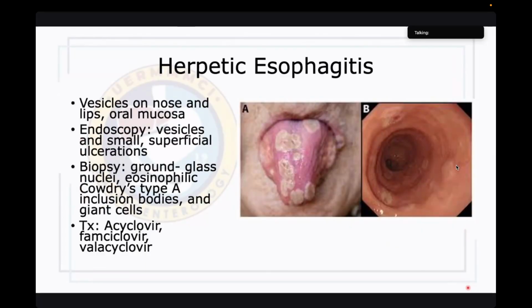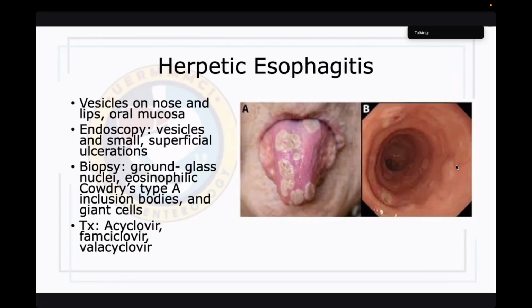This is the most common viral cause of infectious esophagitis, and most cases are due to HSV1. Again, you check for other body parts like the tongue and oral mucosa for lesions. So the lesions are vesicles. They are fluid-filled, and on endoscopy, you will see these vesicles along with small superficial ulcerations.